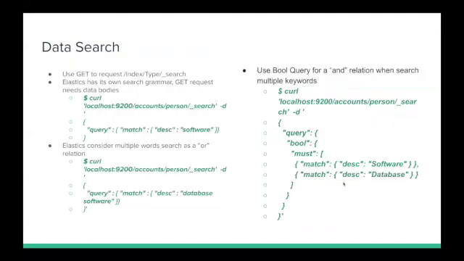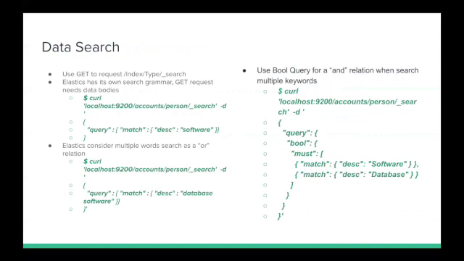And finally, we're getting into the data search part. So first, we are using GET to request from index, type, search. And this one will output the whole thing, returning all data from the server. We actually introduced the GET request in the previous slides.